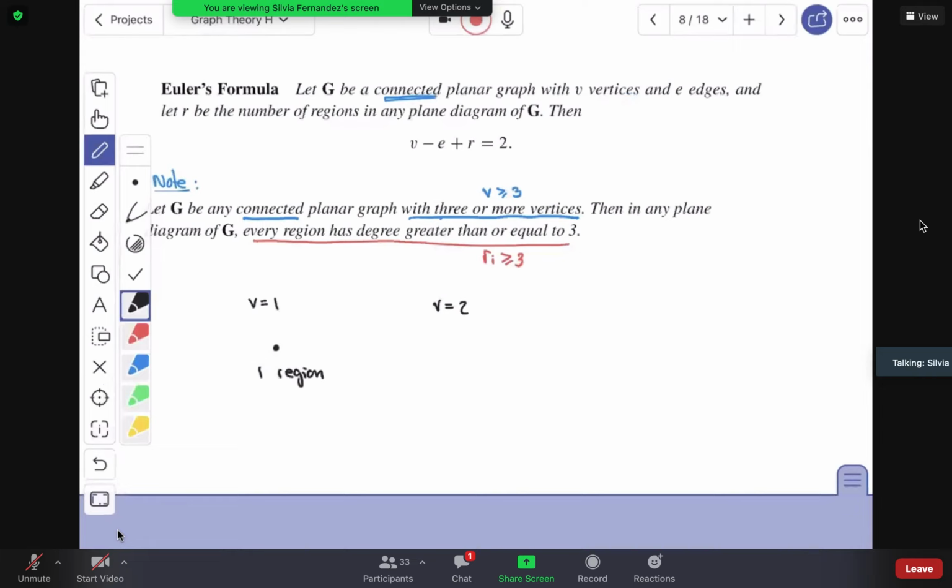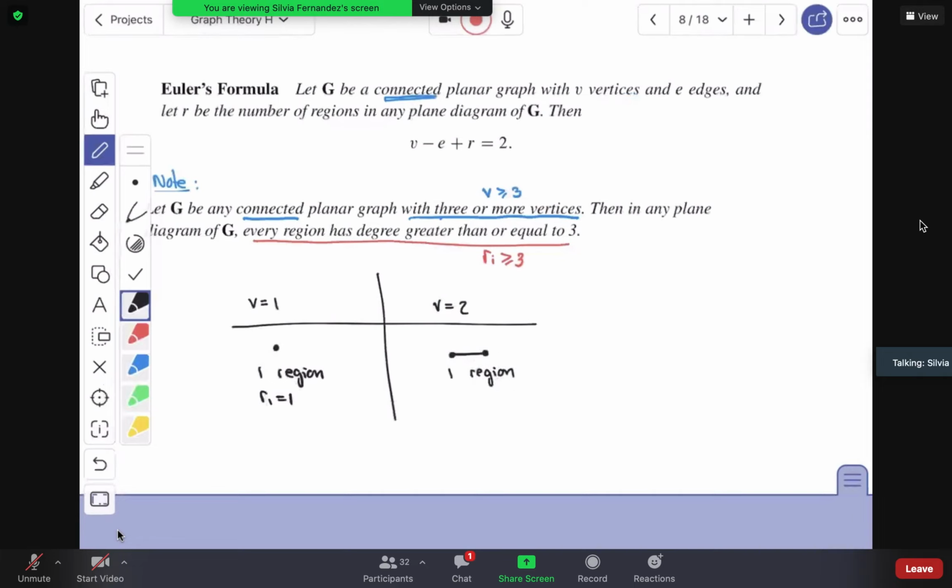Region, and the regional degree is 1. So it's not 3. So for these two cases, it doesn't apply. When I have 2 vertices, and because my graph is connected, it has to be that graph. Then here I have also 1 region.